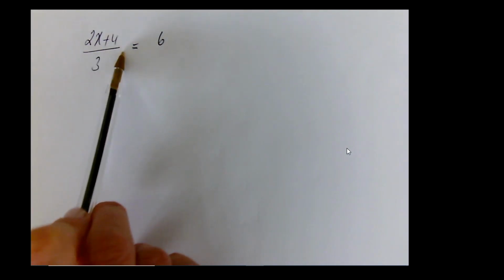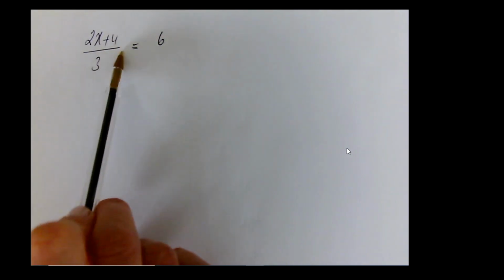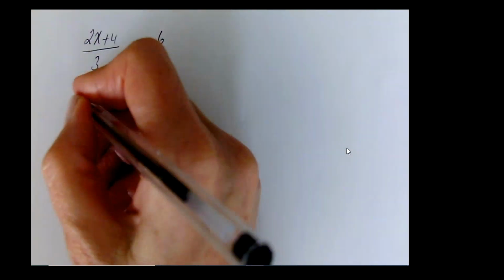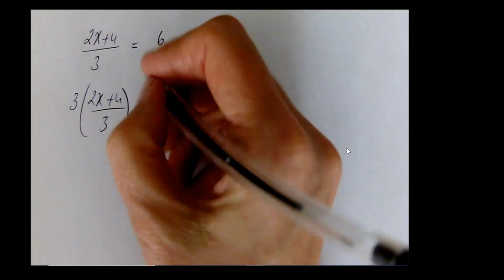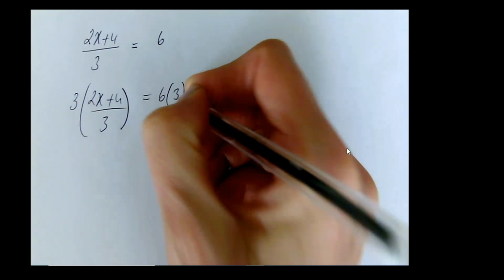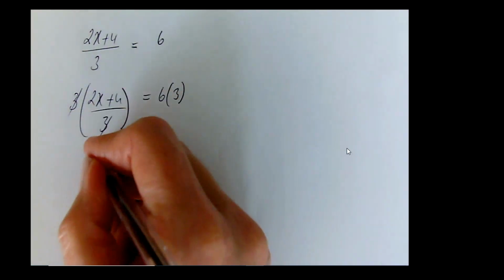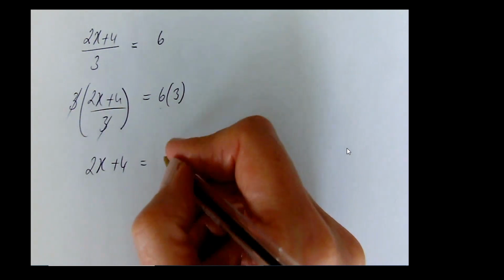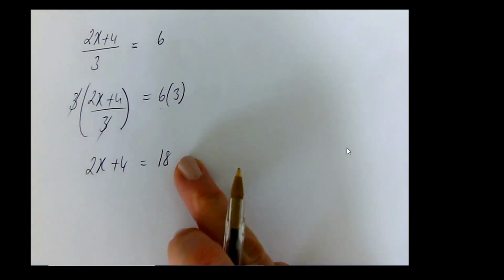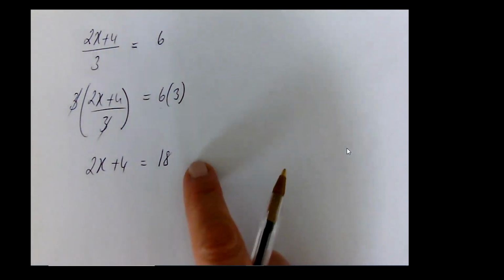So in this case, I have a divide by 3. That's making this quite nasty, so I want to get rid of that. So the only way to get rid of a divide by 3 is to multiply by 3. But if I multiply the left by 3, then of course I've got to multiply the right by 3 as well. And then that cancels with that. So on the left-hand side, I'm left with 2x plus 4. And on the right-hand side, I have 6 times 3, which is 18.